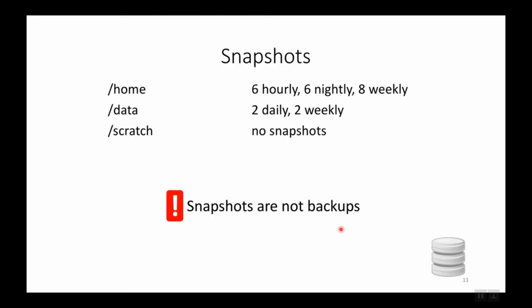Let's talk about snapshots. The home and data directories have snapshots associated with them. The home directories have 6 hourly snapshots, 6 nightly snapshots, and 8 weekly snapshots. Data directories have 2 daily and 2 weekly snapshots. What a snapshot is, as the name implies, a view of the directory as it was at a particular point in time.